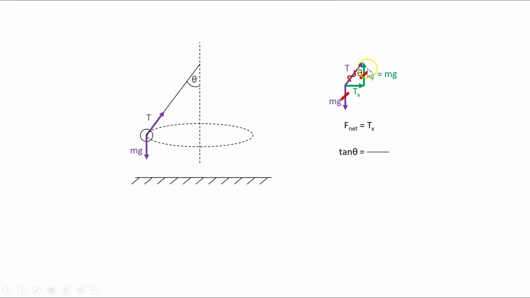And if we take a closer look at the right triangle, we can write down tangent of theta. This is a trick, because tangent of theta is opposite, Tx is opposite theta, divided by adjacent. And if you isolate Tx, you cross multiply, get mg to the other side. Tx is equal to mg tan theta. But of course, Tx is F net. So that's the first scenario we can analyze. If you see a problem like this, you want to reproduce this kind of analysis from scratch.